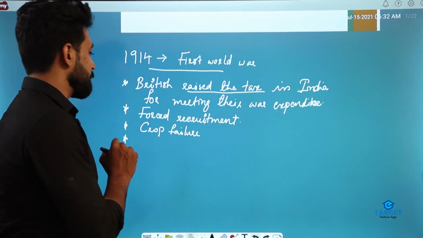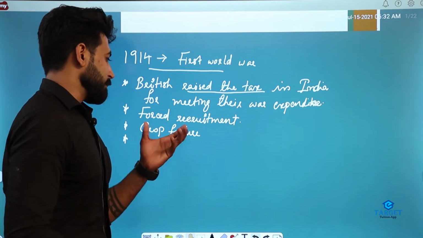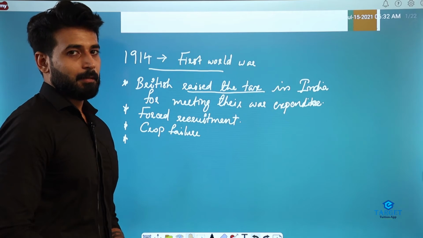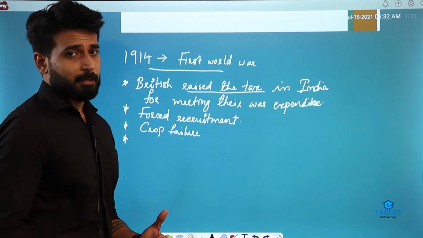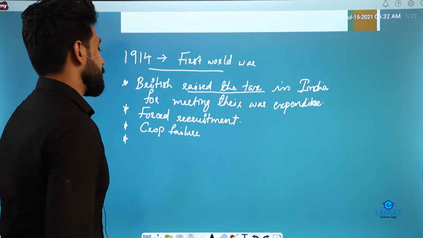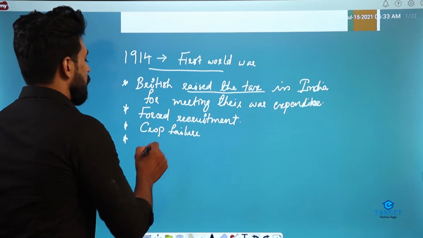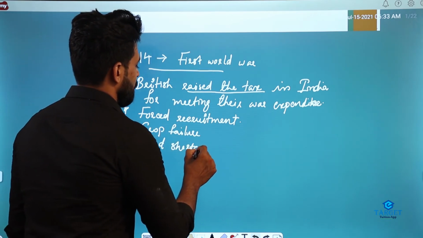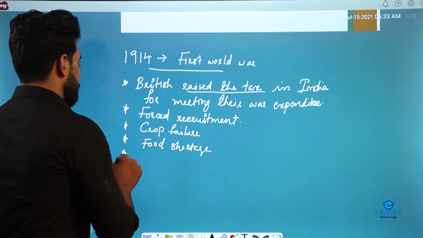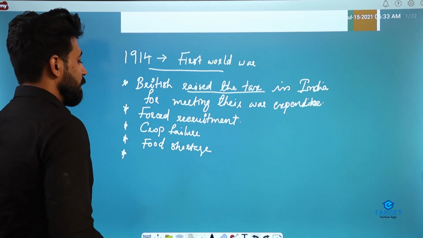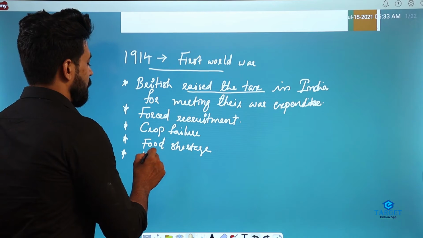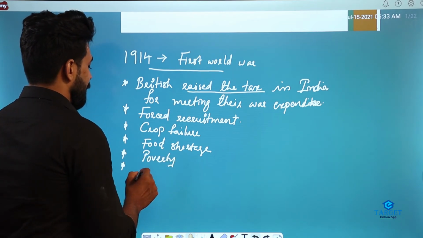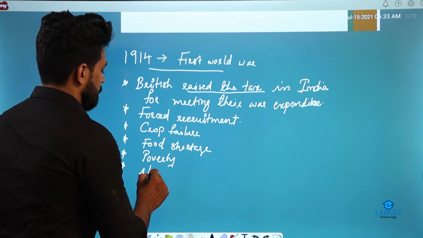Then also there is another thing. See, we can relate the point. If there is a crop failure, then there will be a food shortage, isn't it? If our agriculture is not productive, then there will be a food shortage. So, this automatically caused a food shortage in India. Food shortage. Then, food shortage means it will lead to something else, isn't it? Like poverty. Then there was a acute unemployment.